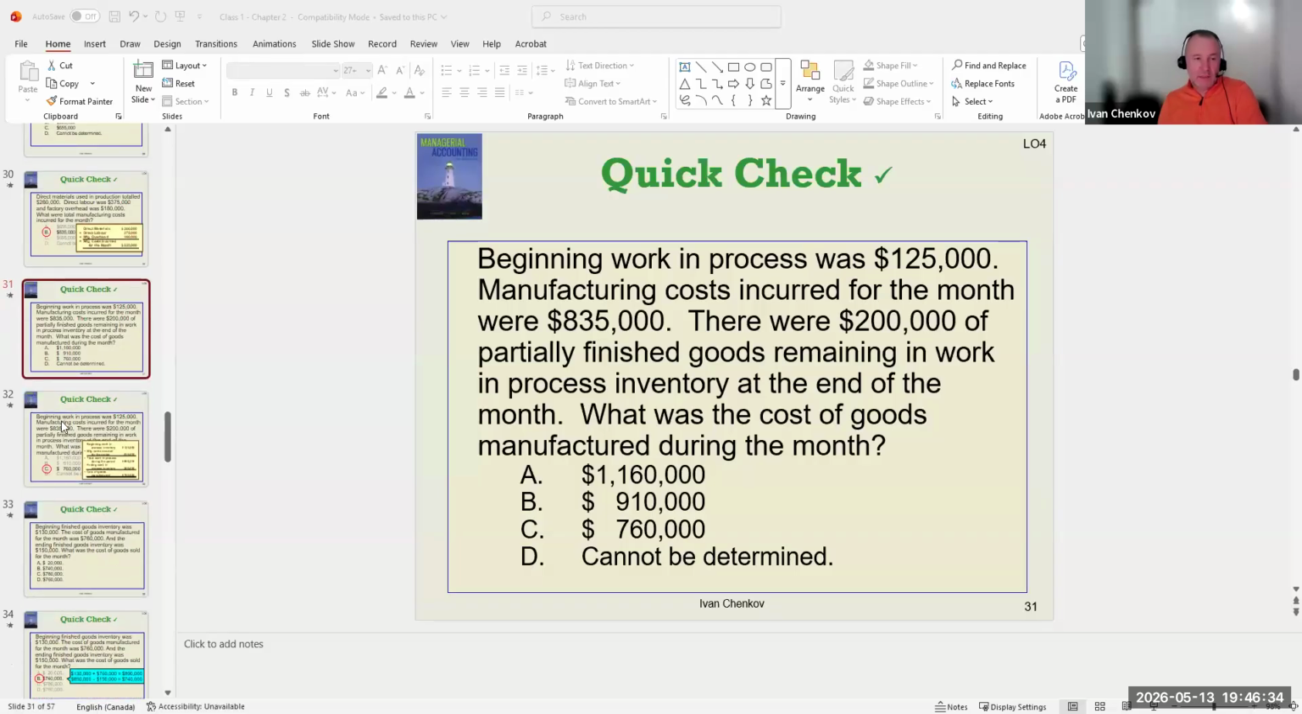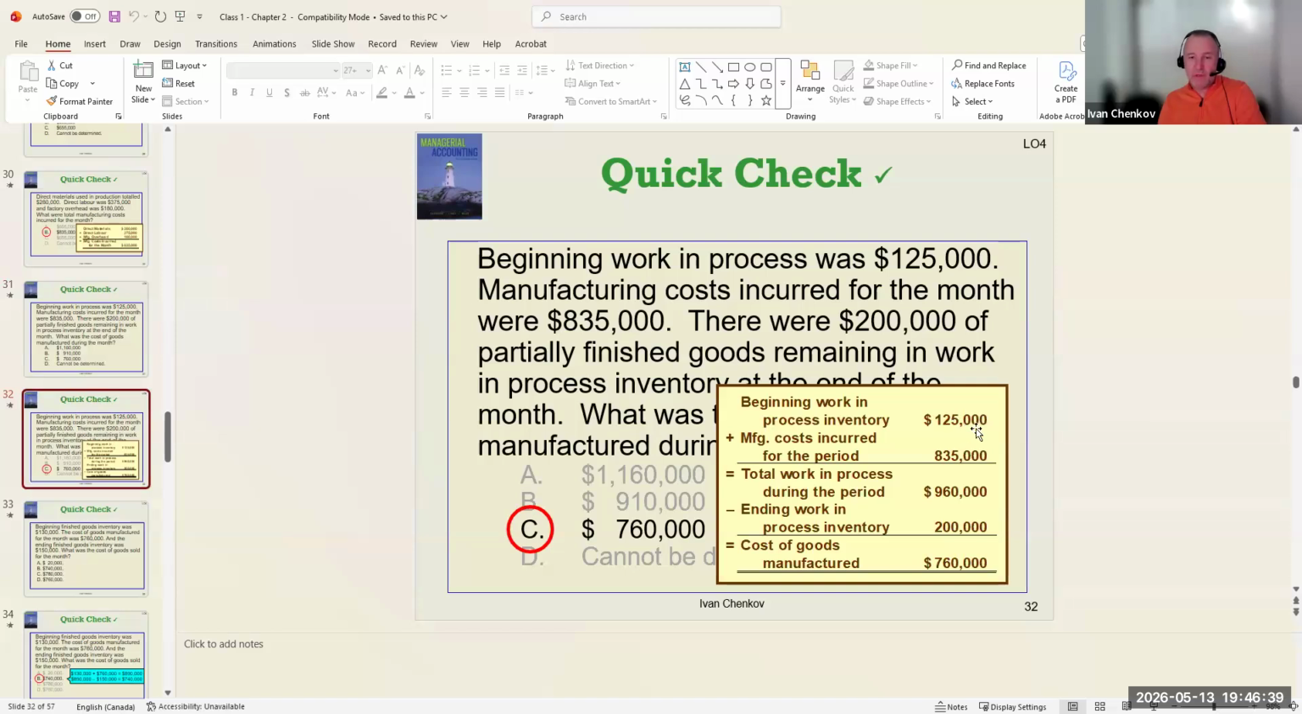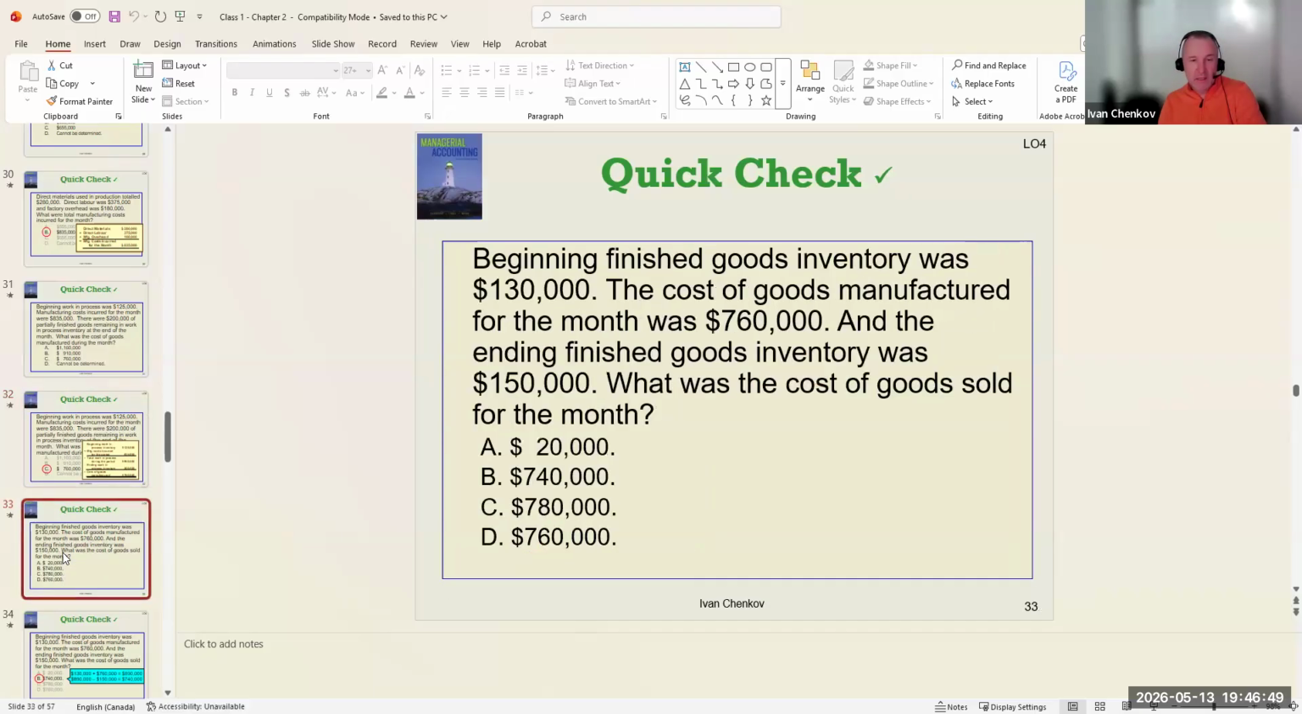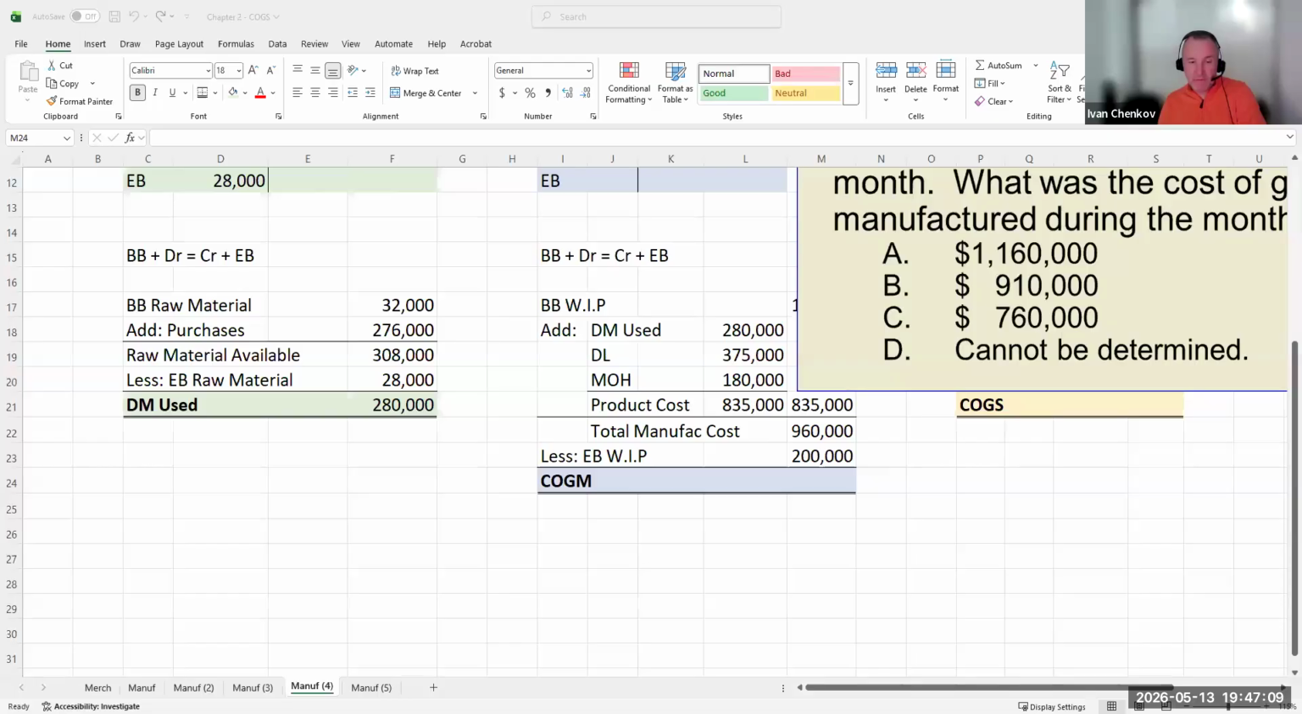Excellent. And the last question, obviously, the answer will be beginning inventory working process, adding the manufacturing work, the total work minus the ending inventory, gonna give you 760, which is the cost of goods manufactured. And the last one is now let's get the finished goods. On the finished goods, what we're gonna get. So for the finished goods, we have to go to one worksheet on the right. On the right side, which will be the last one, manufacturing number 5.